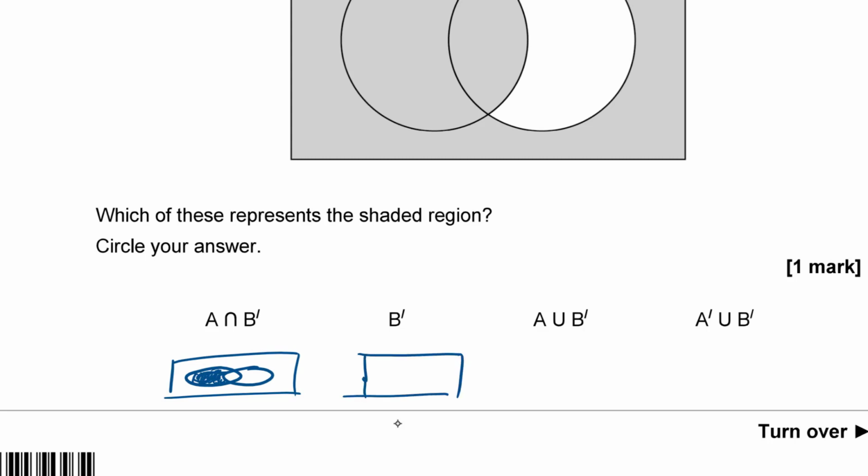B dash, the complement of B, is everything outside B. So that's going to be this bit outside plus this bit in here. So that isn't it either. It's close, but it's the middle bit that's different.